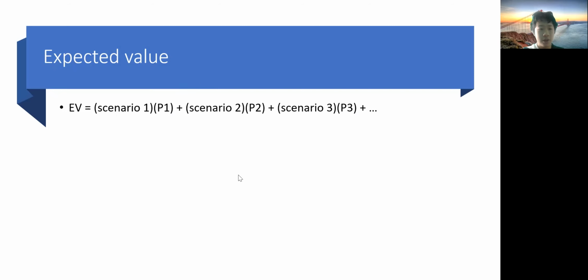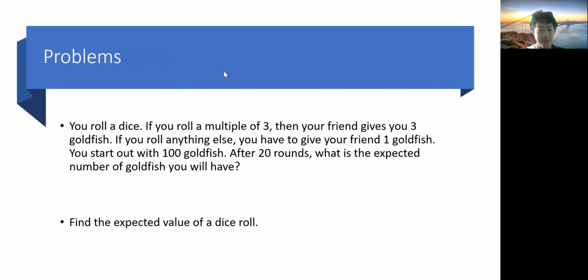Okay, so you roll a dice. This is the first one, the one I'm going to demo. You roll a dice. If you roll a multiple of 3, then your friend gives you 3 goldfish. If you roll anything else, you have to give your friend 1 goldfish. You start out with 100 goldfish. After 20 rounds, what's the expected number of goldfish you have?